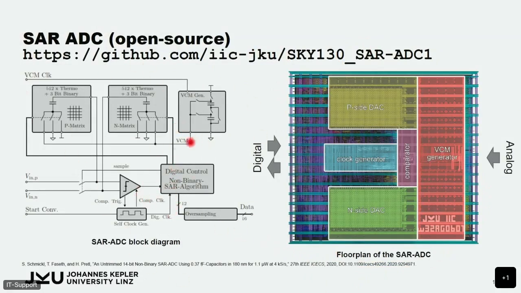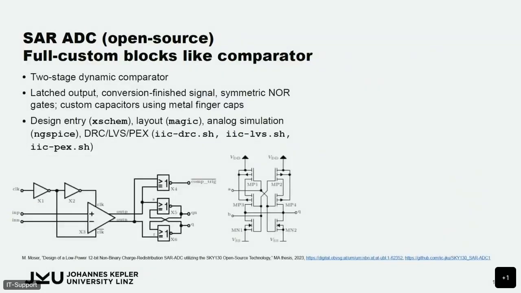So far, it's a SAR ADC. It consists of different things, like pure analog blocks, pure digital blocks, and something in between. And now, in the interest of time, I'll just quickly show what we did and how we did it. So we have, for example, full custom blocks like a comparator. Here's the design. The design entry we did in X-scheme, the layout in Magic. Then, of course, you need analog simulation. We did that in ngSpice, and then you need to do the typical DRC, LVS, and PEX. For this, we have nicely done scripts, at least in my view. They are relatively straightforward.